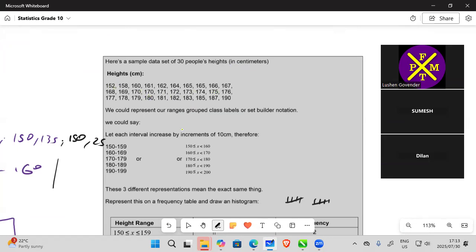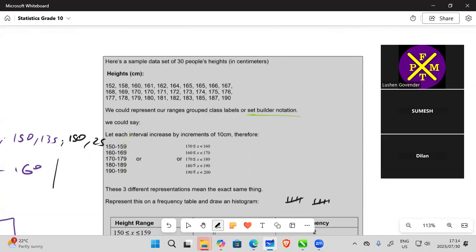Are you going to write 30 different lines for each of these heights and say that one person belongs to each height? No, that's impractical. So what we're going to do is group them because we're dealing with a large data set. Therefore, we will use grouped data intervals or ranges. Okay? So if we do that, we can do it in one of two ways. We can do this one here, listen to this, where we put them in intervals. This is what we call grouped class labels here.